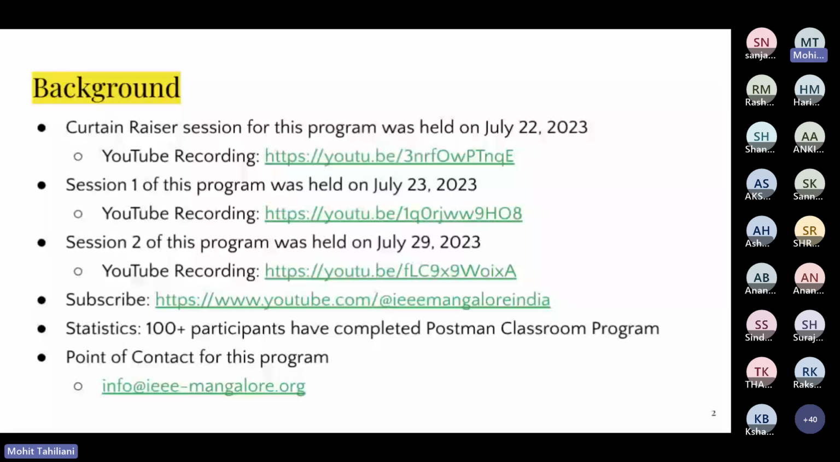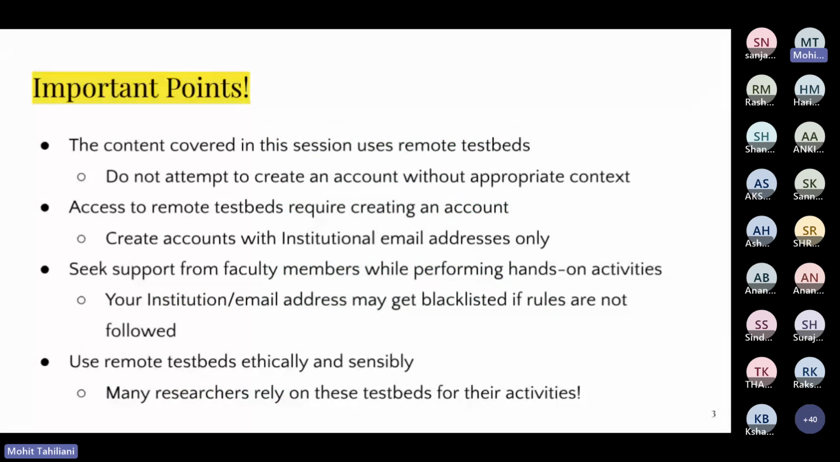The statistics as of date is that we have 100 plus participants. To be precise, just 5 minutes back when I checked, we had 104 participants who have completed the Postman classroom program successfully. Congratulations to all of you who have received a digital badge from Postman. And as promised, we will also be giving you a hard copy of the certificate from KOSH NITK, which is Center for Open Source Software and Hardware, at a later stage once we get started with the project competition. If you have any doubt related to this whole program that we have started from July 22nd, please feel free to reach out to the email address mentioned here.